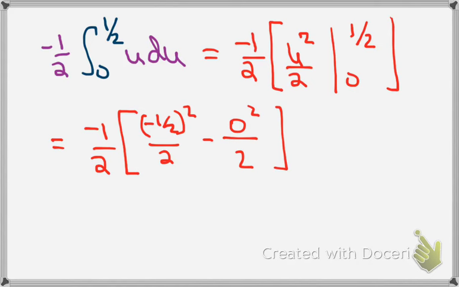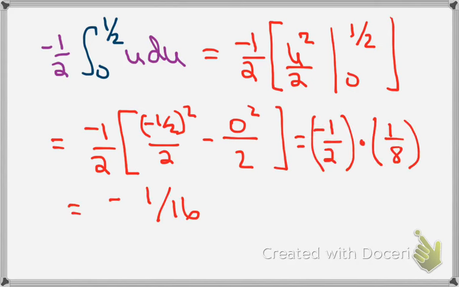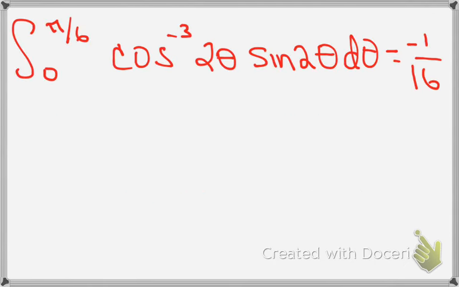I carefully plug that in as you see there, and when I simplify, I get that that integral is equal to minus 1/16. So this means that the integral from 0 to pi over 6 of cosine to the minus 3 of 2 theta times sine 2 theta d theta is equal to minus 1/16. And so that's how you can use u-substitutions to help you solve definite integrals.